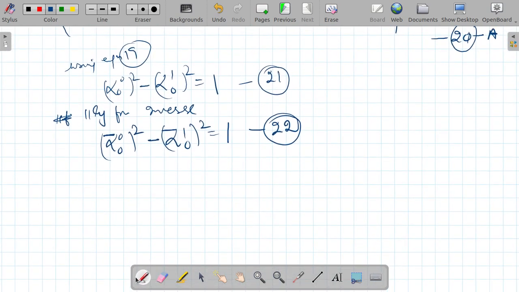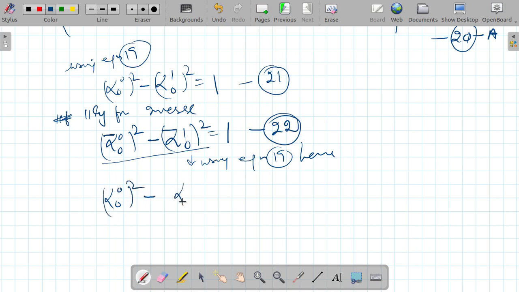So if I use equation number 19 here, then this will become alpha 0 0 whole square minus alpha 1 0 whole square equal to 1, and this is equation number 23. Right? Now again consider equation 14.